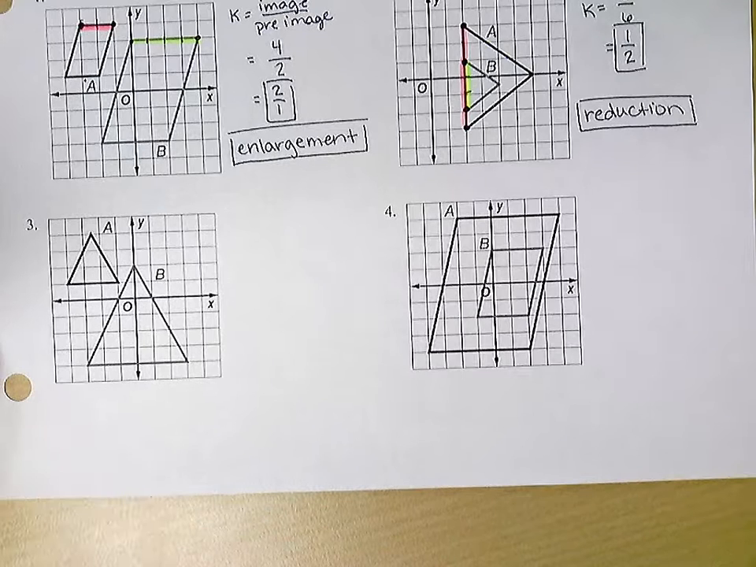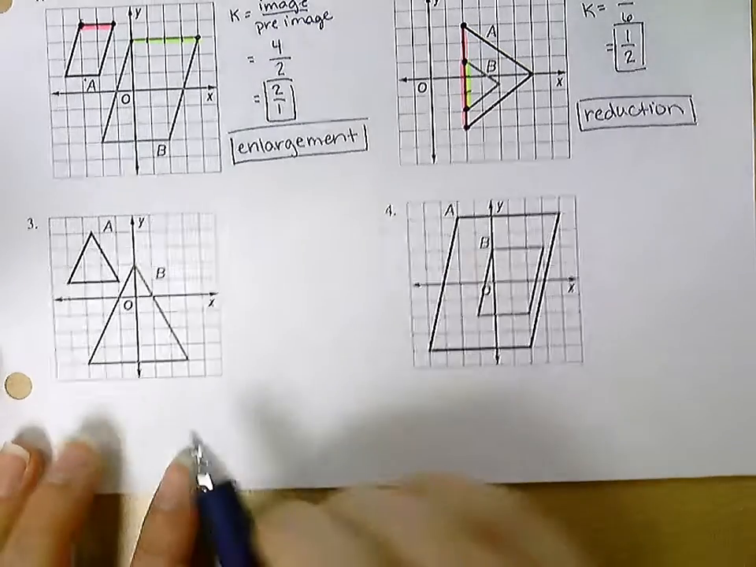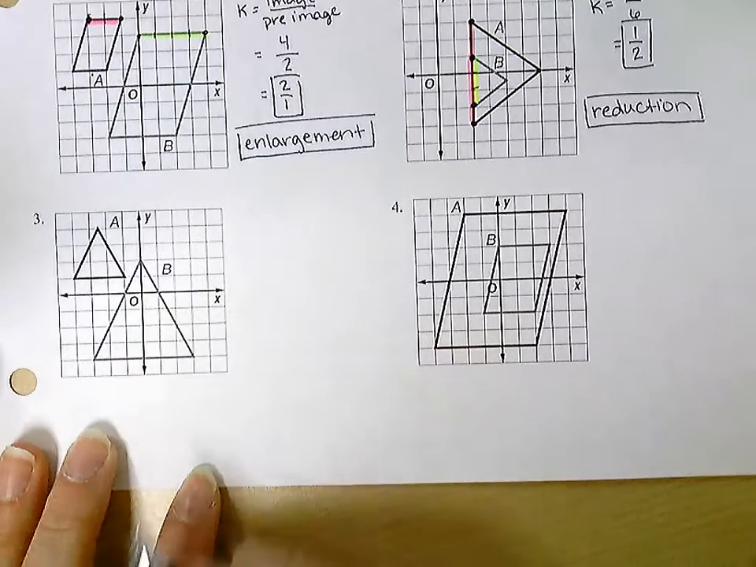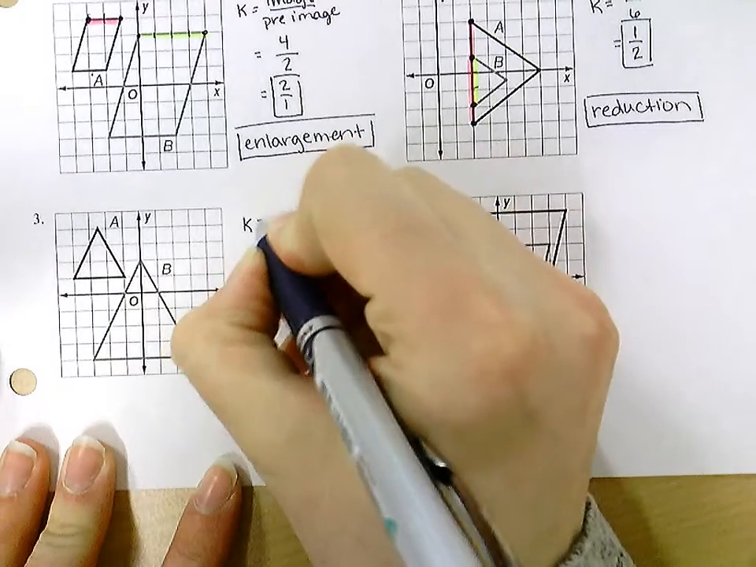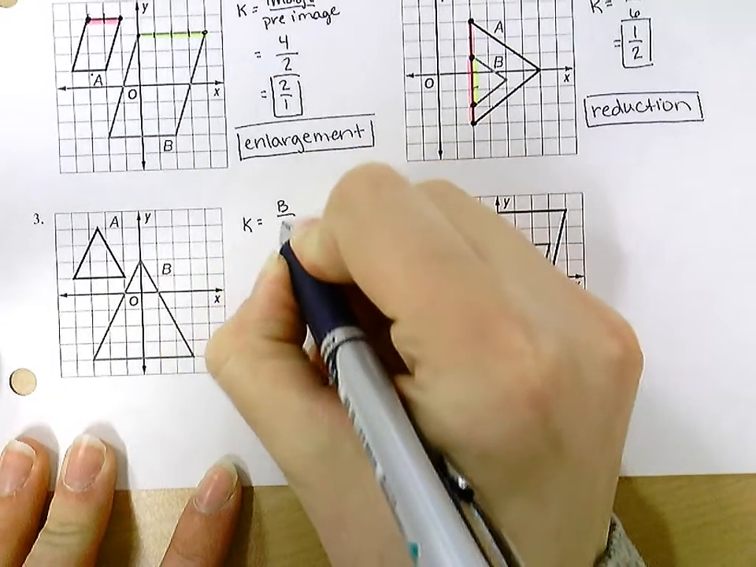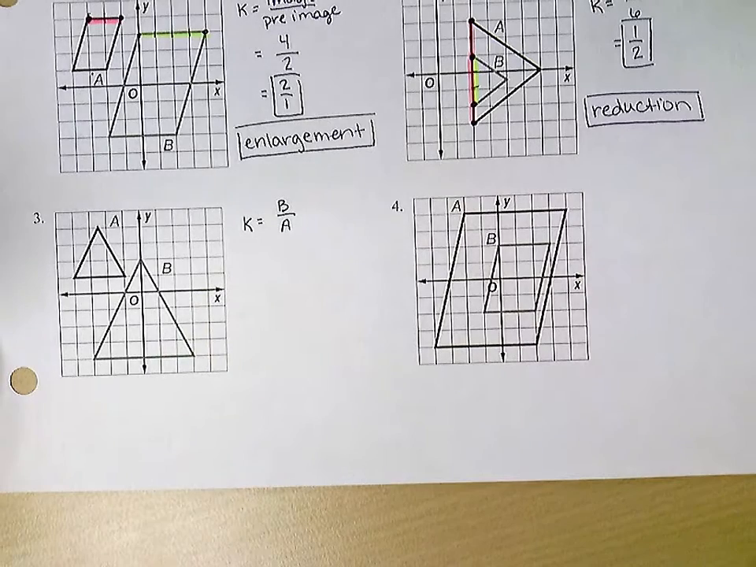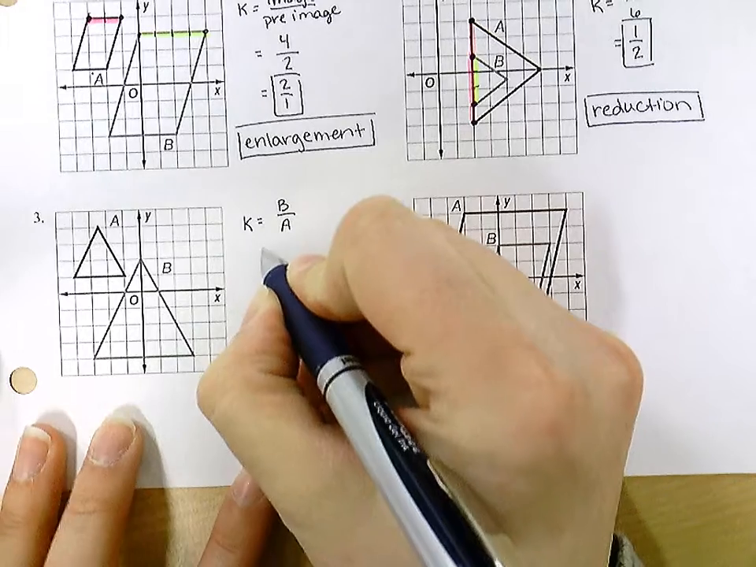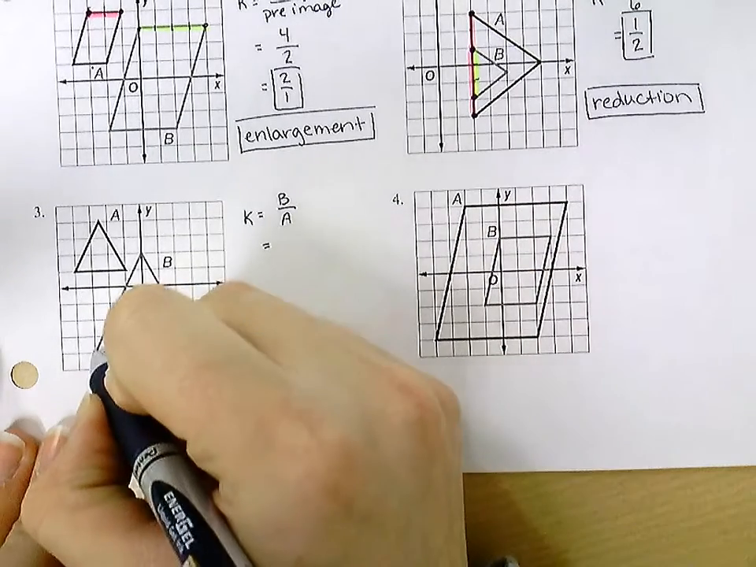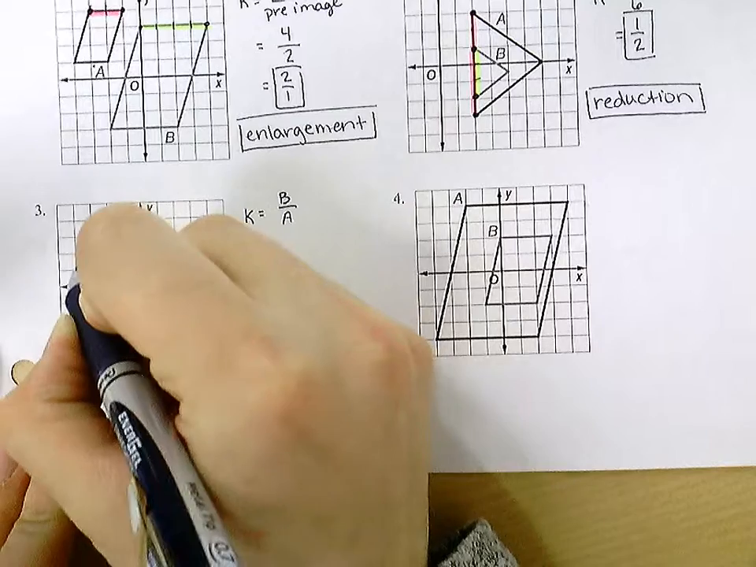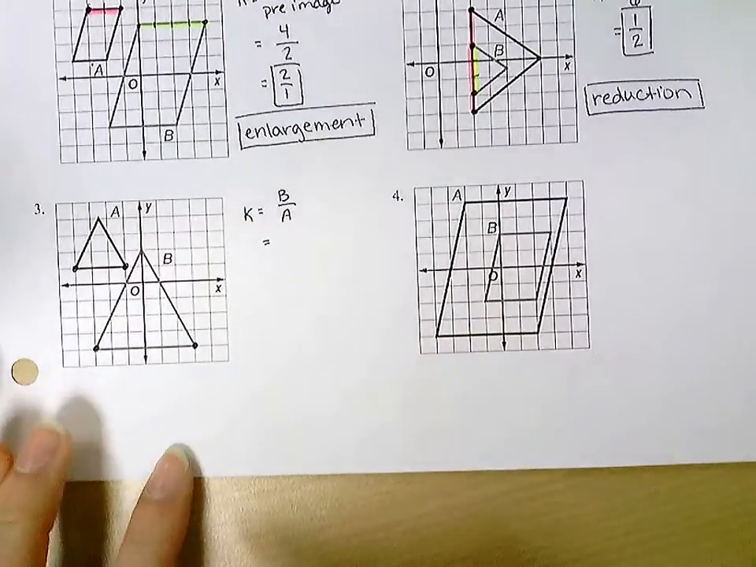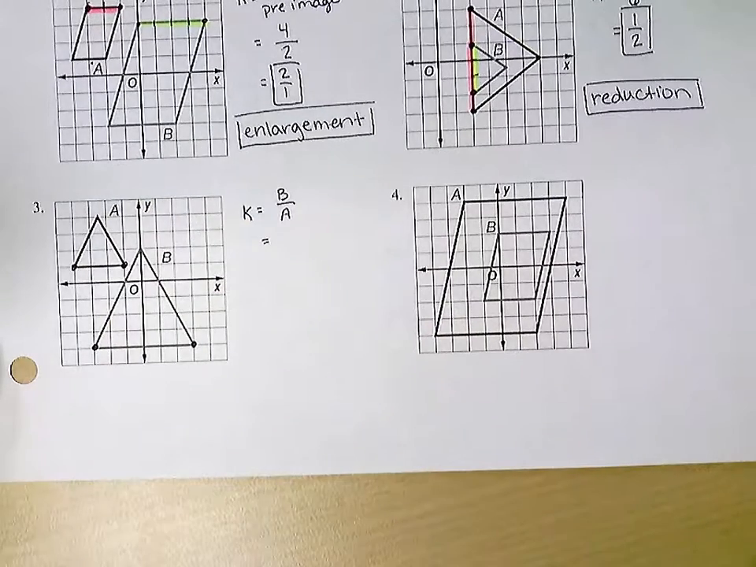Alright, so most people are finishing up with these two problems here. So for number 3, again, B is your image, A is your pre-image. So I need K to be the length of one of the sides in B over that similar side in figure A. So for B, I'm going to choose this side right here, and then the similar side in figure A. Okay, so don't switch up sides. It has to be those similar sides, just like we've been dealing with throughout the chapter.